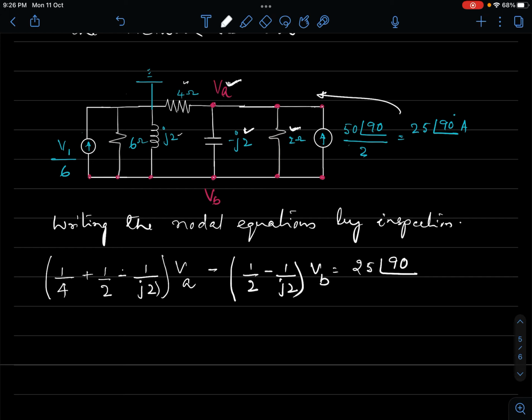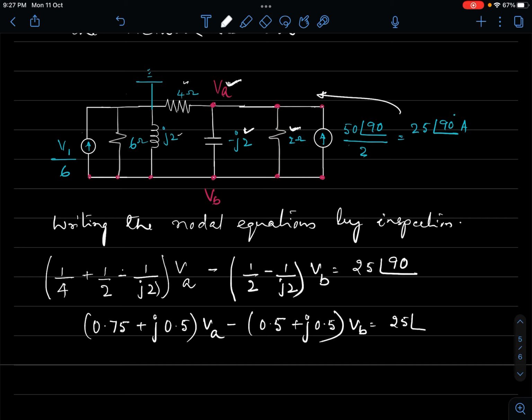This is one equation we have. It can be further simplified using calculators. As I have simplified it, you get (0.75 plus J 0.5) into VA minus (0.5 plus J 0.5) into VB equal to 25 at an angle of 90. This is my equation 1.